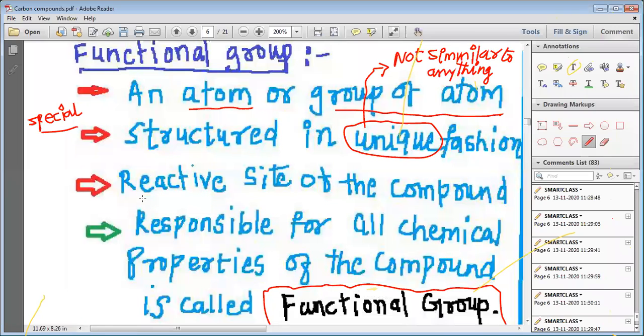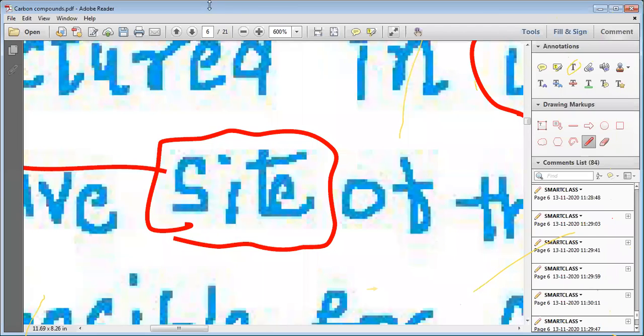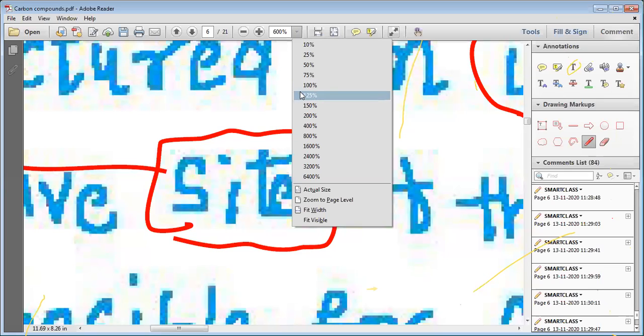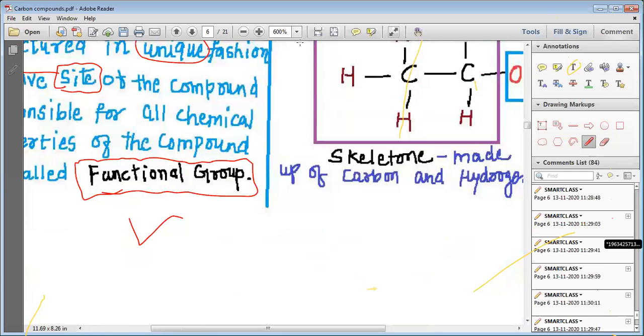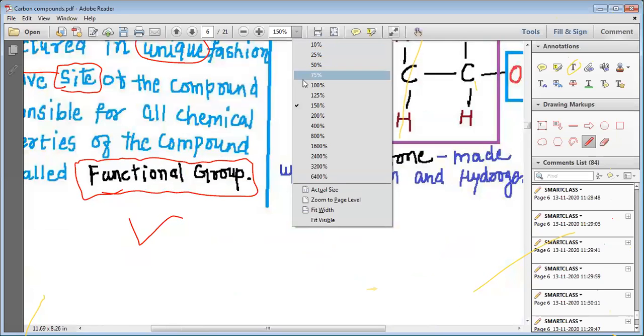Reactive site of the compound. Site means area. So what does this statement mean? Whenever a reaction takes place on the compound, this reaction first takes place on the functional group. So whenever a reaction takes place in the carbon compound, that reaction is going to take place on the functional group itself.